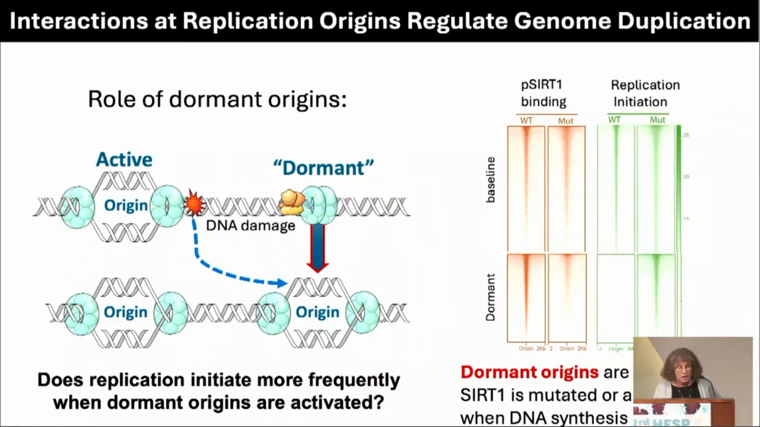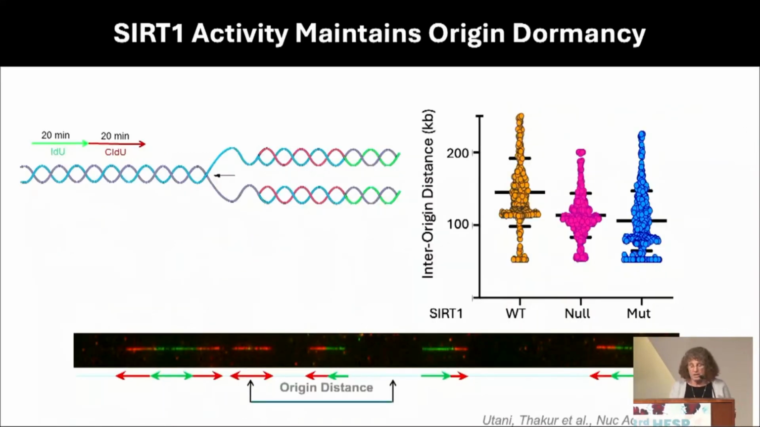So we were wondering if replication initiates more frequently when those dormant origins are activated, or does SIRT1 simply suppress a group of origins and basically just decentralize the replication program. In order to do that, we used a single fiber analysis of DNA replication, a replication assay by DNA combing. And in this assay, we label DNA fibers with nucleotides that we can detect sequentially with very specific antibodies.